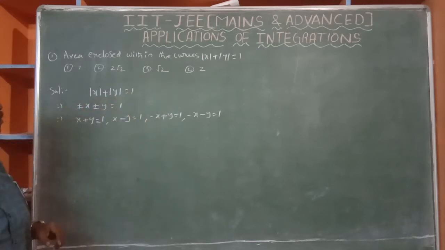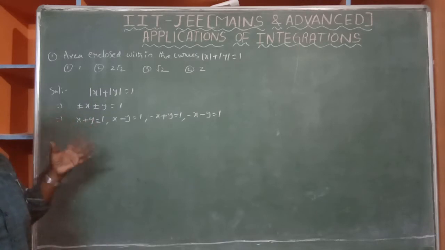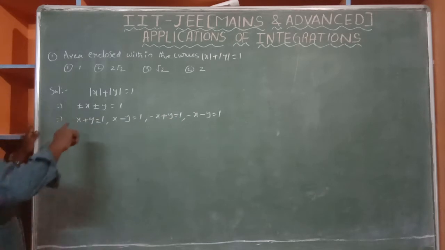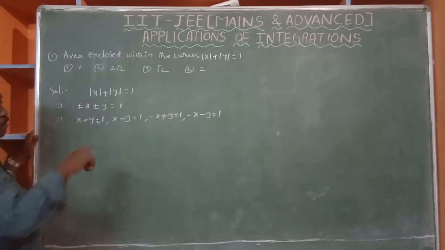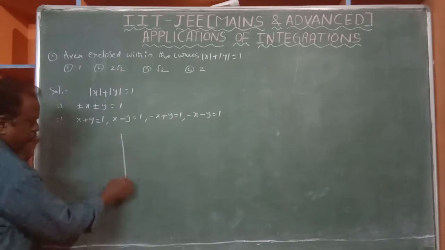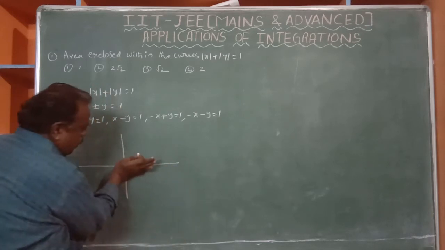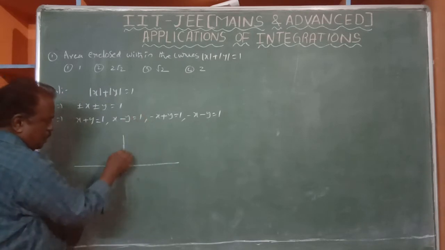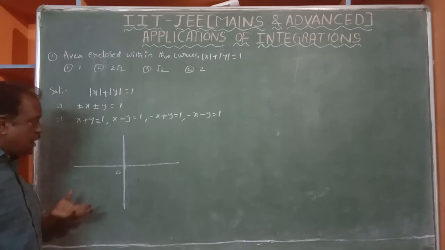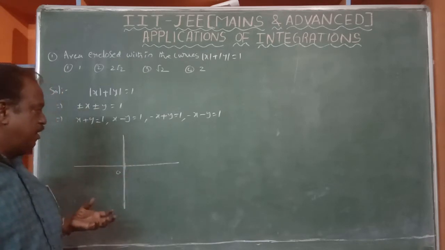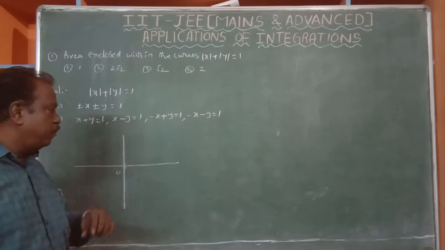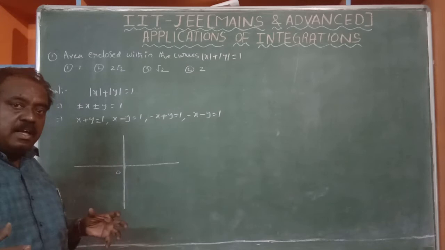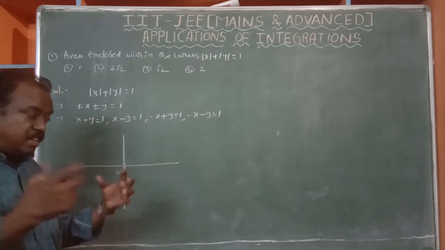They are lines. x plus y is equal to 1 is a straight line. It is also straight lines. Now, enclosed by these 4 different types of curves, I want to draw the diagram. Diagram concept is needed. Diagrammatically, we have to prove. That knowledge is needed.